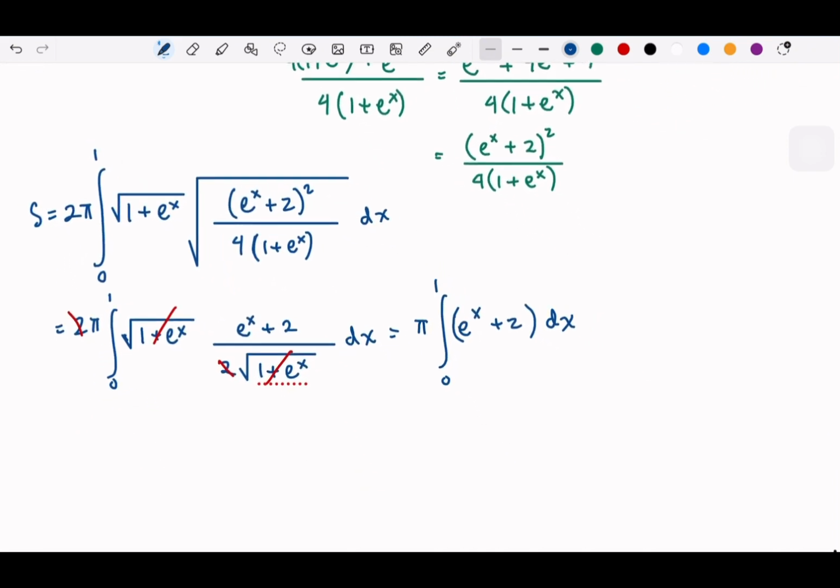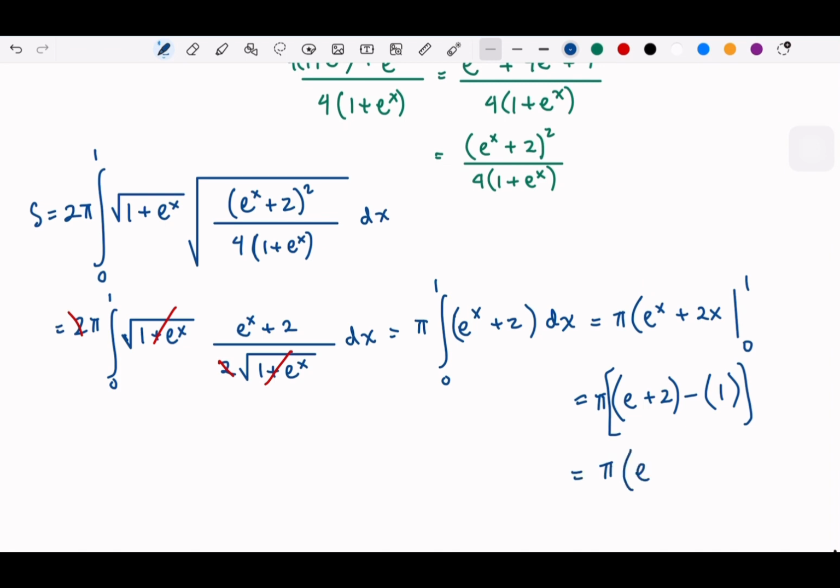Then we can integrate easily by taking the e^x. It's just e^x, right? So this will be e^x plus 2x from 0 to 1, which we can just plug in: e plus 2 minus 1 plus 0, so just 0 like that. So we have pi times e plus 1.